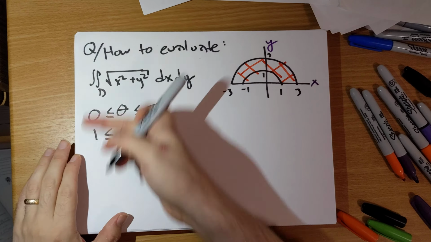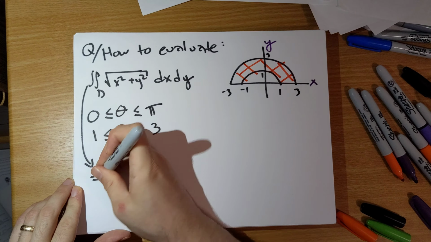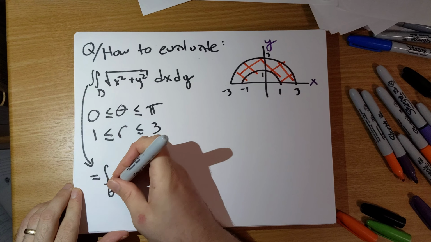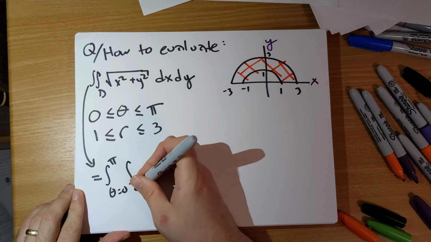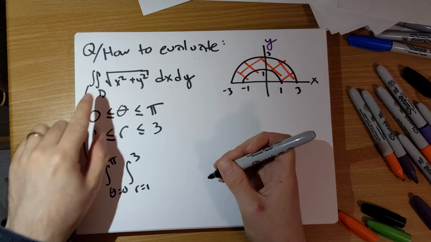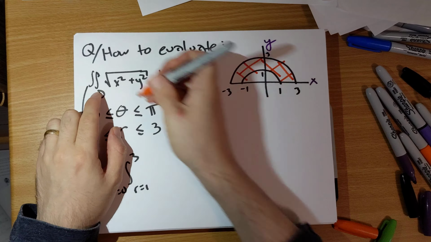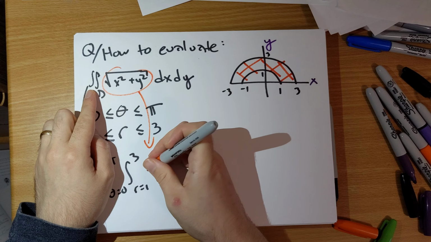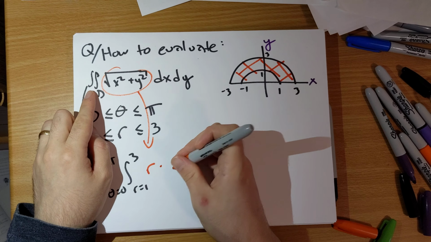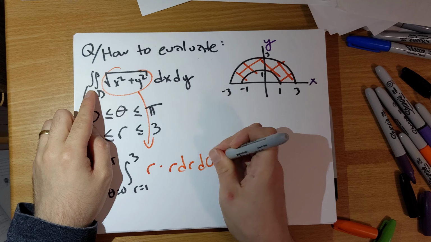And so we know that this is going to equal the integral, theta runs from 0 to pi, r runs from 1 to 3 of, we have to do substitution here. We know that square root of x squared plus y squared is r, times r dr d theta.